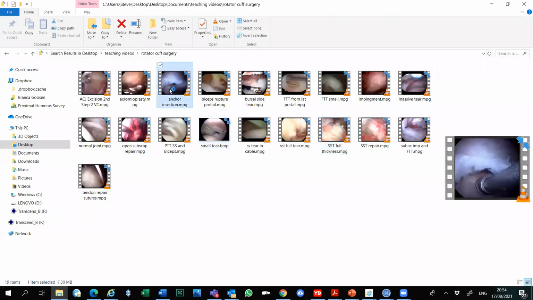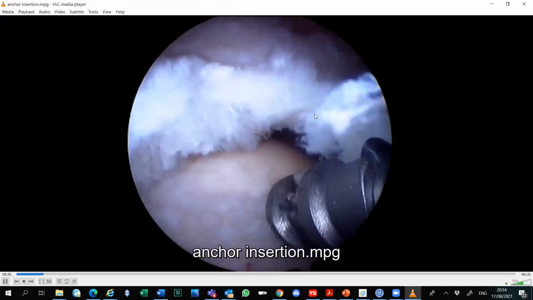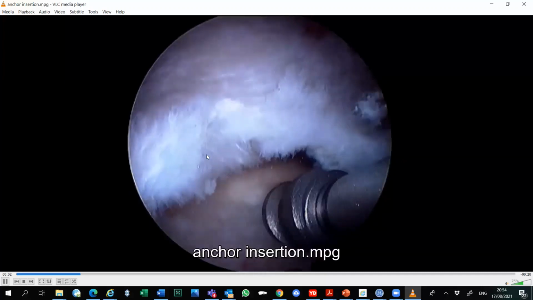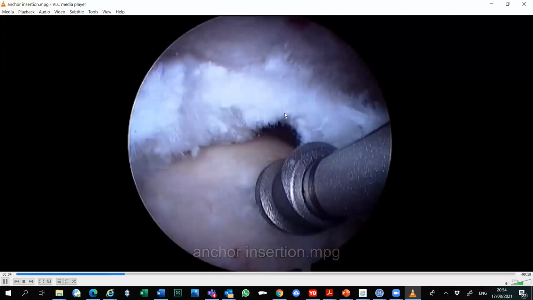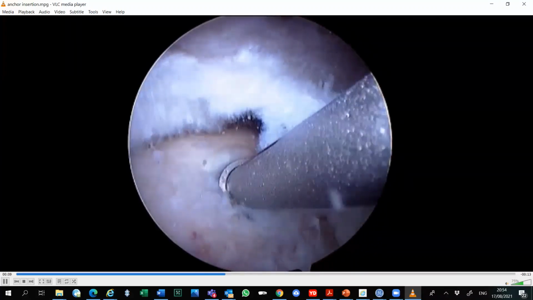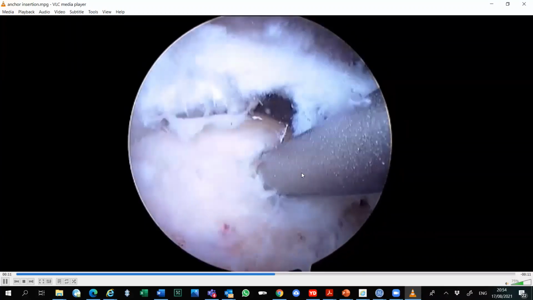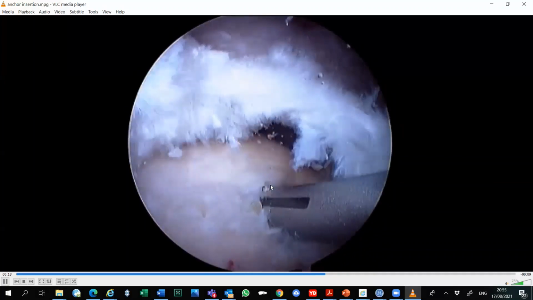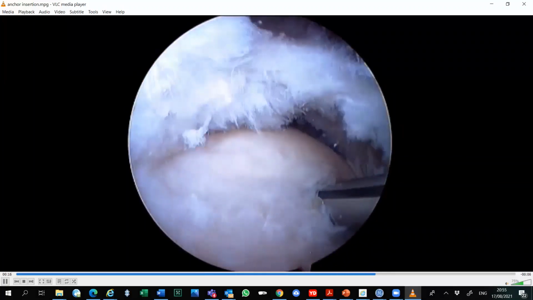Here we have another tear. It's not that big, but look how thin and frayed that tendon is. This is a degenerative older tear. You can see it's just frayed. So treating this, this is failed conservative treatment, but this is probably what that first tendon that I showed you is going to look like in 2-3 years' time.